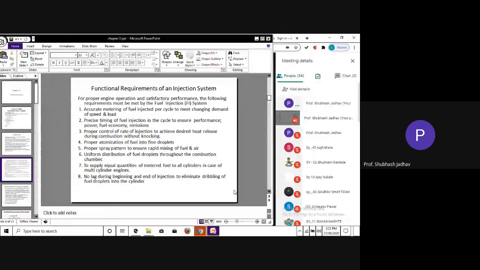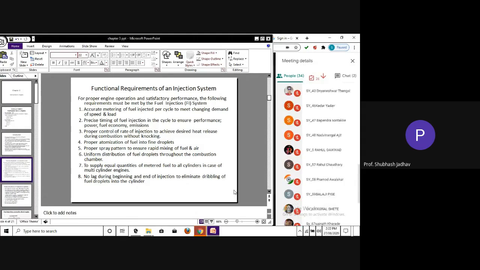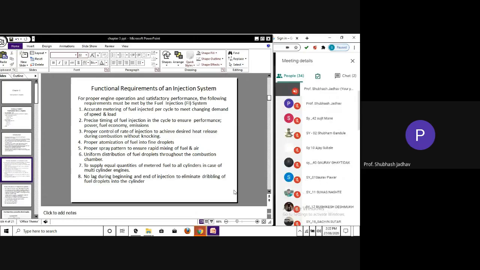Then the uniform distribution of the fuel droplets throughout the combustion chamber is again important. It is not just enough that you introduce the fuel into the combustion chamber. Whatever fuel is introduced has to be distributed uniformly in the combustion chamber. If it is distributed uniformly, then we can say that yes, they are going to burn, or else it will be difficult to burn. Therefore, it is very essential that the droplets going into the combustion chamber are of proper size and proper shape.